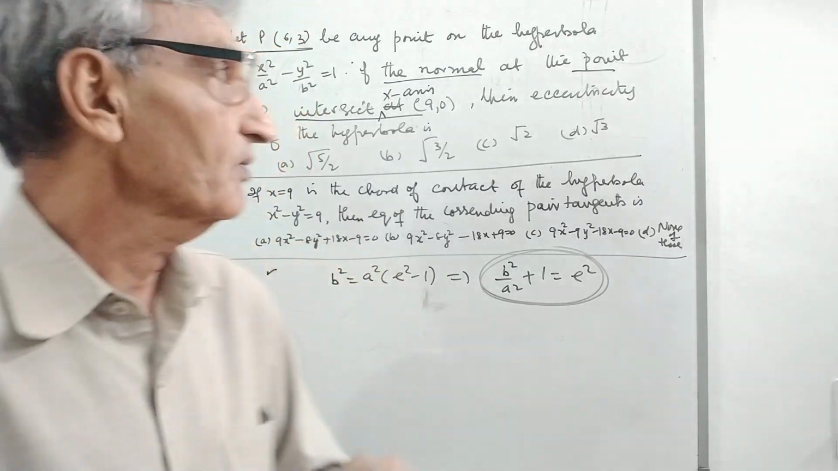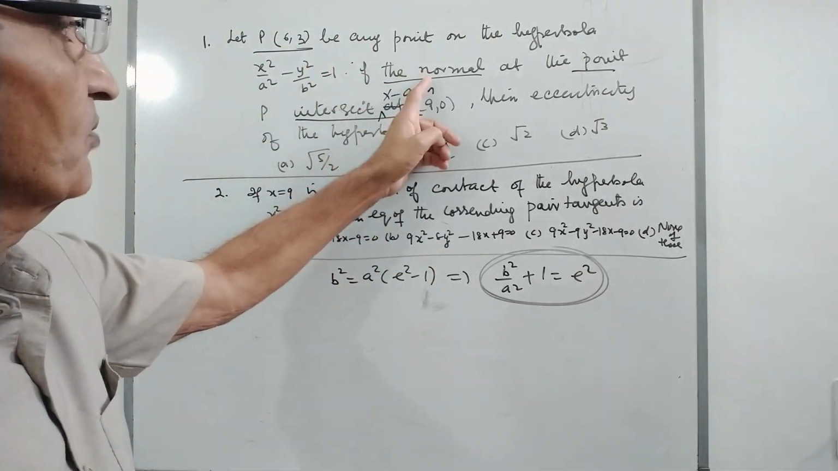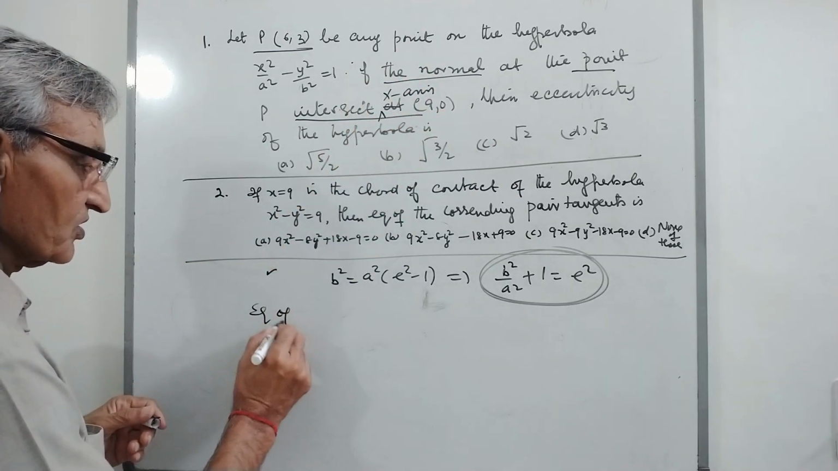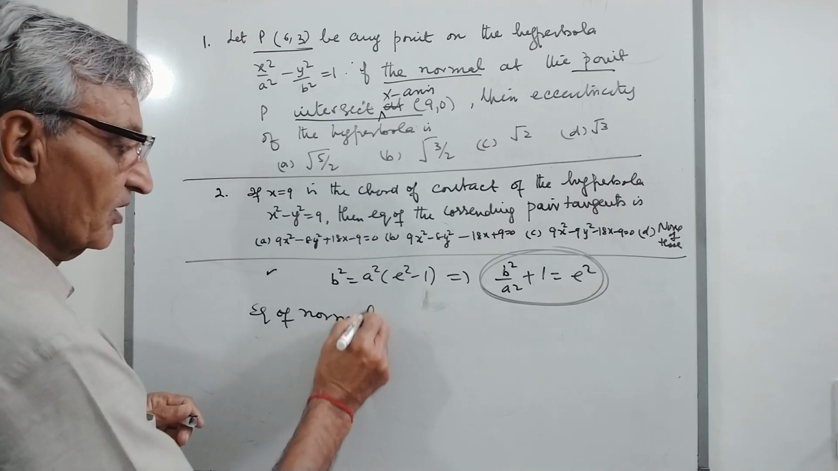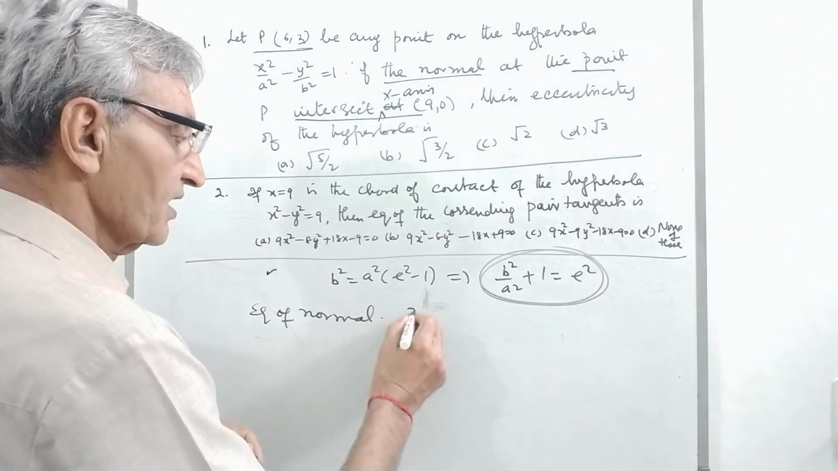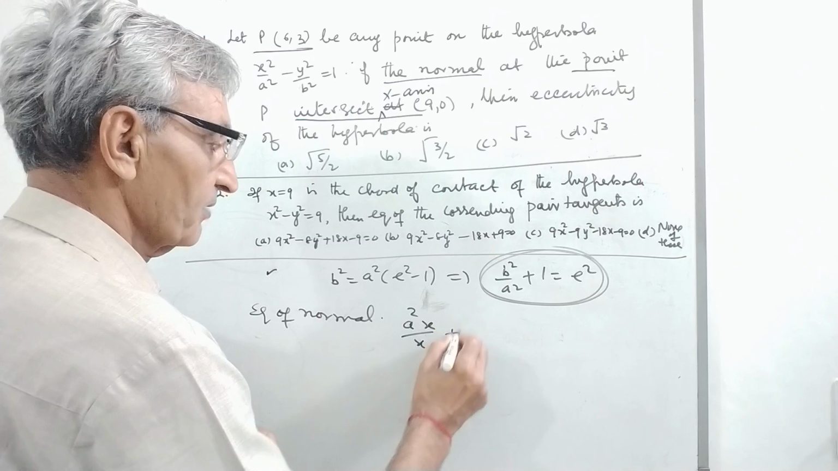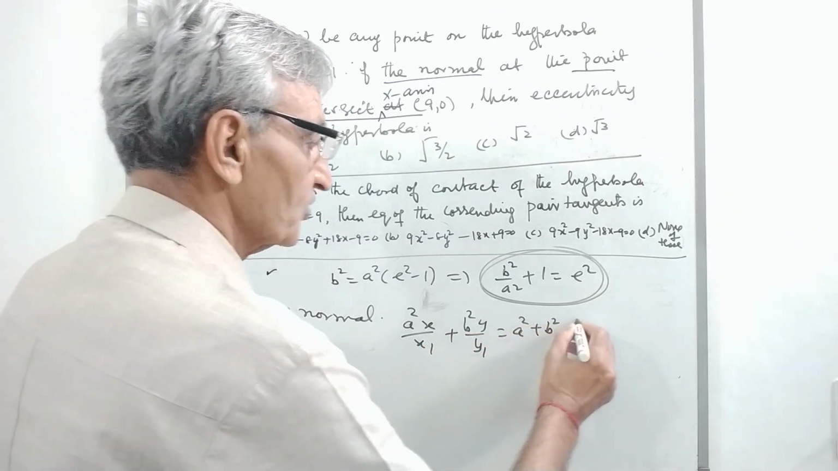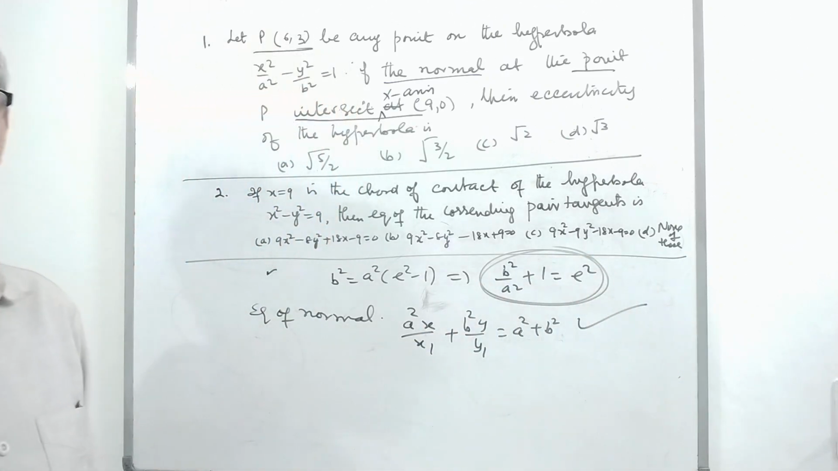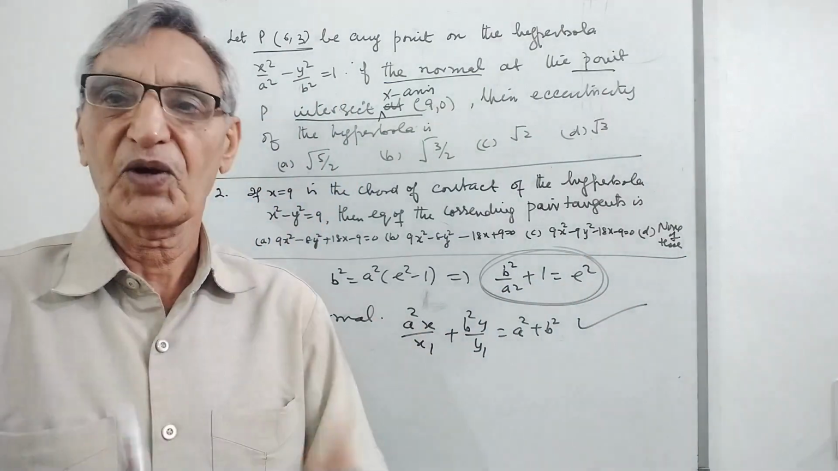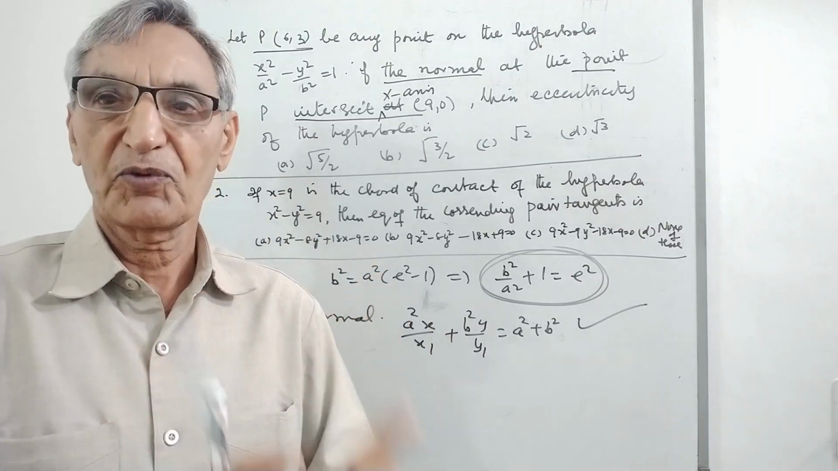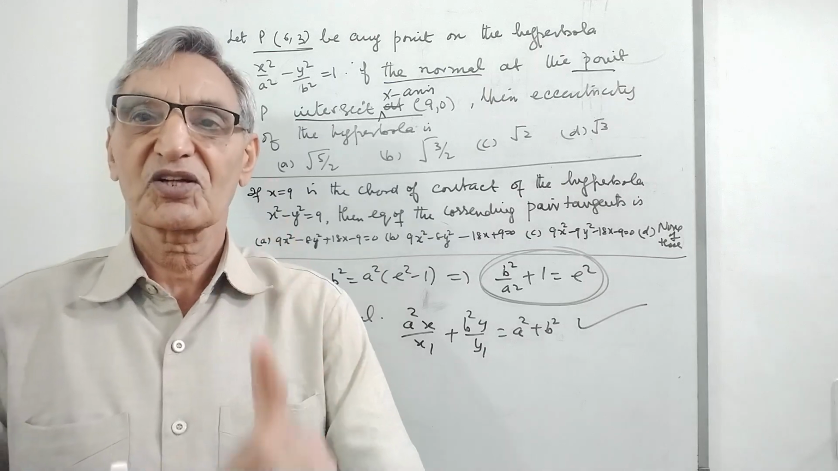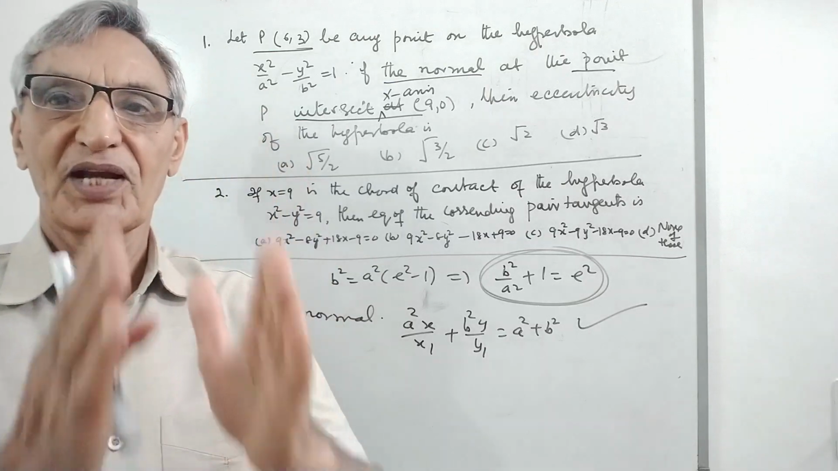What is given? Given is the normal at a point. Now what is the equation of a normal? How to find the equation of the normal? We should know, let's review. The equation of the normal is a square x divided by x1 plus b square y upon y1 is equal to a square plus b square. You have to remember this: the equation of the normal at any point (x1, y1) on the hyperbola x square upon a square minus y square upon b square is equal to 1.